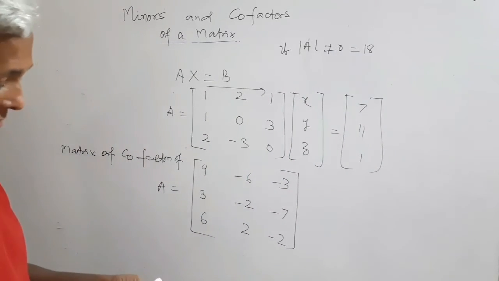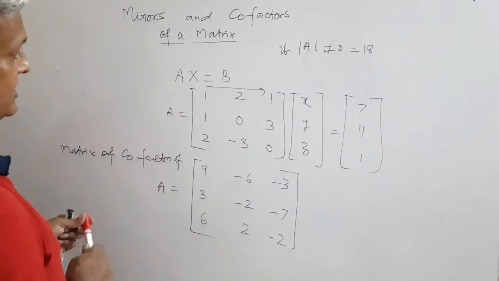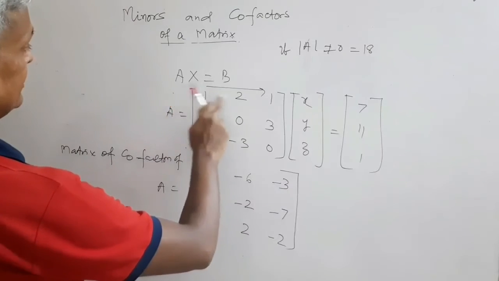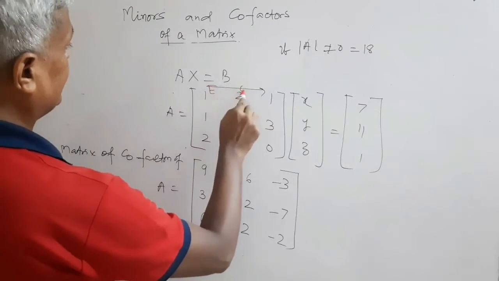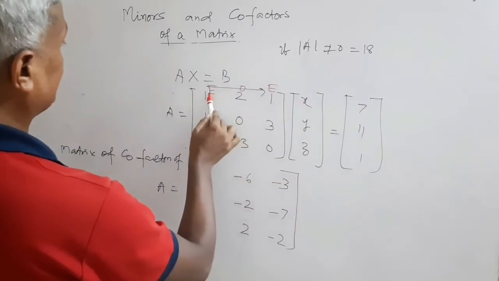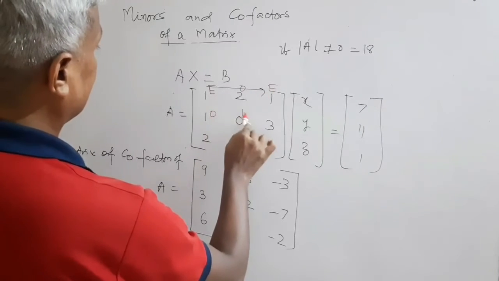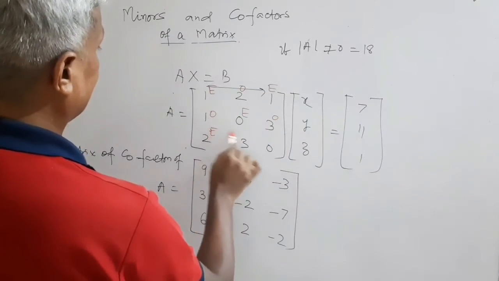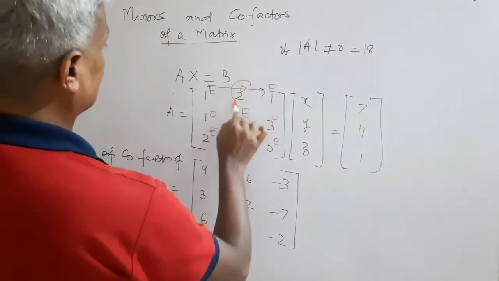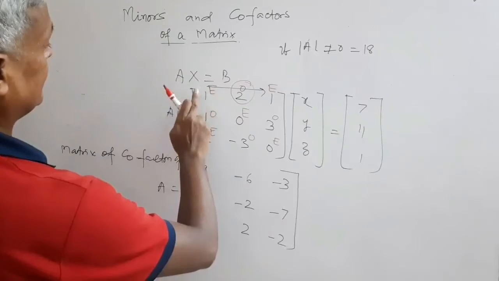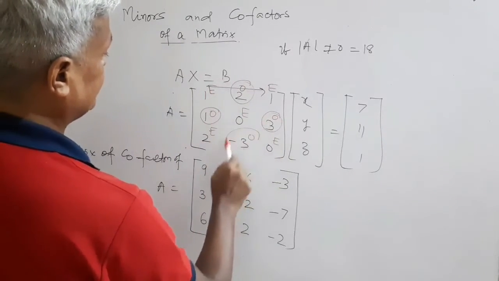Now I change the sign, because if you pay attention, the sign changes alternately. Position 1,1 is even, 1,2 is odd, so even, odd, even, odd, even, odd, even, odd, even. Where you have odd, you have to change the sign. So unchanged, positive, negative, positive, negative, positive, negative, positive, negative.